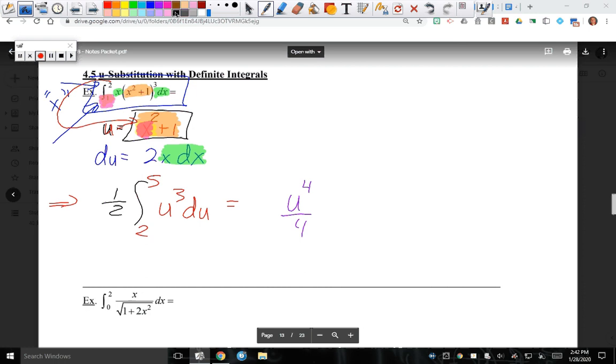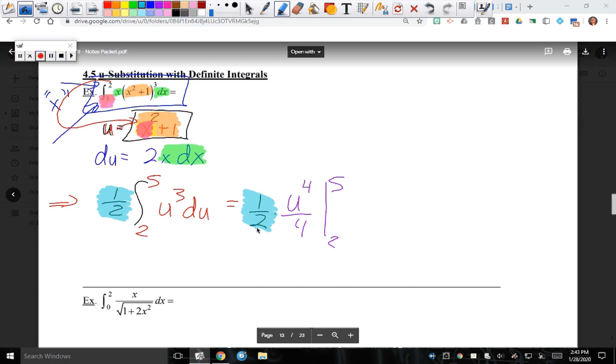No, this is times 1/2. There's no plus C because this is an indefinite integral. And we have to evaluate this from 2 to 5. Now look. This 1/2, that was the constant multiple rule. You're going to see on a lot of problems today why I only like to work with this one time.